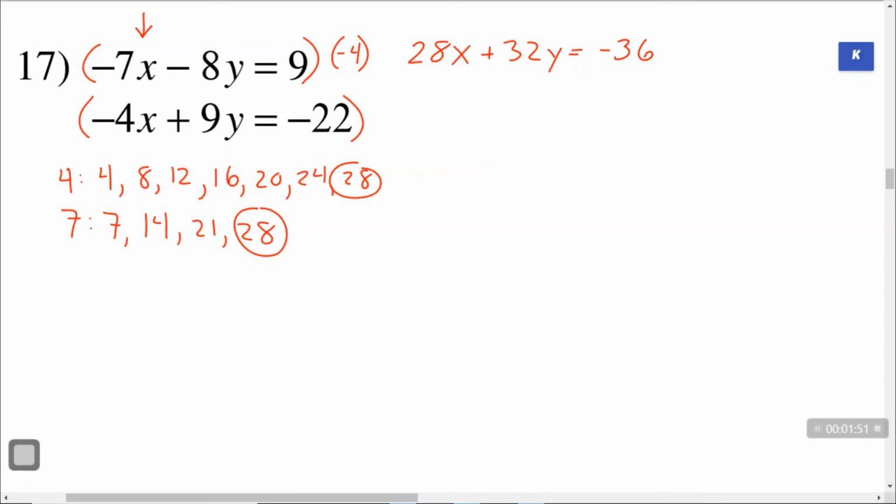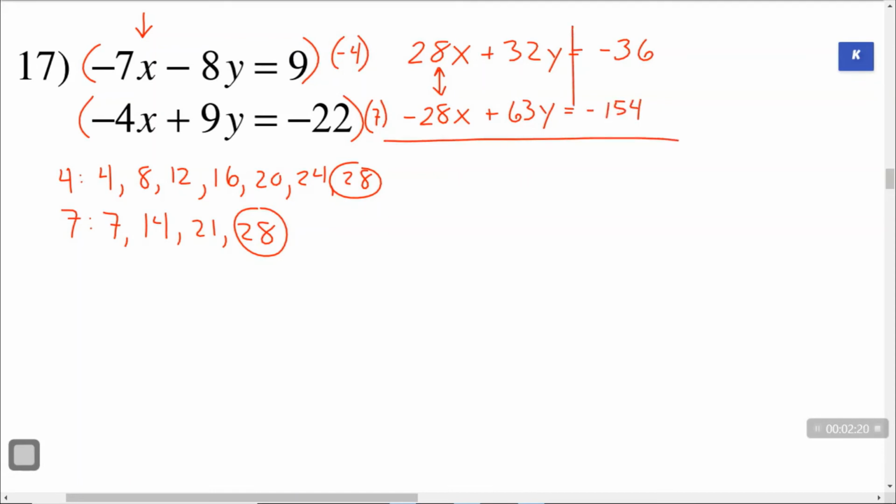Now, on the bottom one, I need to ask what times negative 4 gets me to negative 28. Again, I want this to be the opposite so that these two right here cancel each other out. So I need to multiply this one by a positive 7. That means 7 times 9 is going to give me a positive 63y, and 7 times negative 22 is going to give me a negative 154.